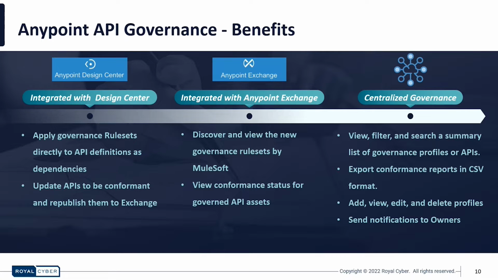By using Anypoint Exchange, API developers or architects can discover and view the new governance rule sets provided by MuleSoft. They can view conformance status of governed API assets. Also, Anypoint API governance provides centralized governance of APIs, which allows developers or architects to view a numeric summary of governance profiles, API conformance and non-conformance by severity, and view, filter, and search a summary list of your governance profiles or validated APIs. You can export conformance reports in CSV format, add a new profile, and select from the more options menu to export reports and view, edit, and delete profiles.